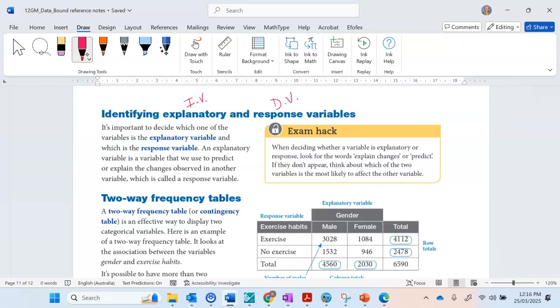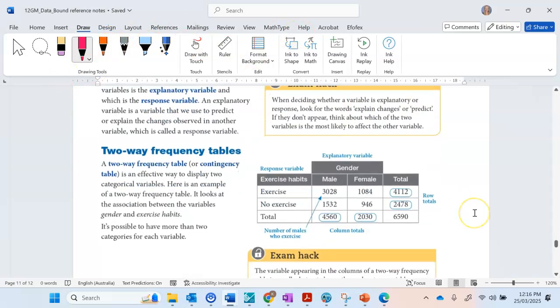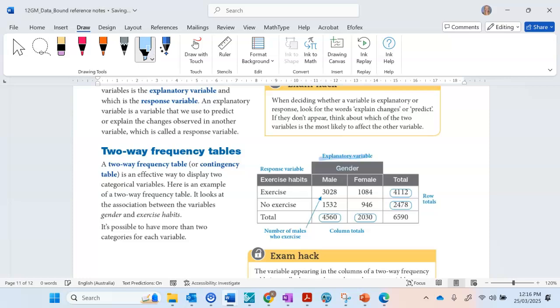With this example that we can see on the screen, just looking at this table, it has told us that the explanatory variable is gender, and then we've got our response variable, which is exercise habits. So if you're unsure, you can just say, all right, does the exercise influence our gender? So if I was to exercise more, would my gender change? Probably not. And then you can think, well, being male or female is something that you can't change, and it might influence your exercise habits.